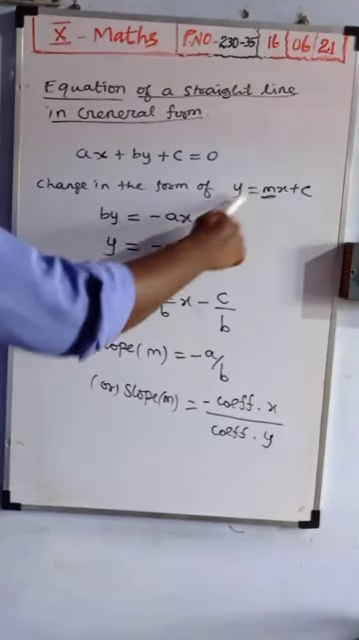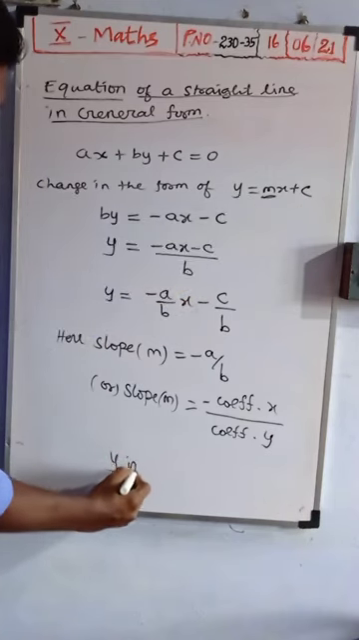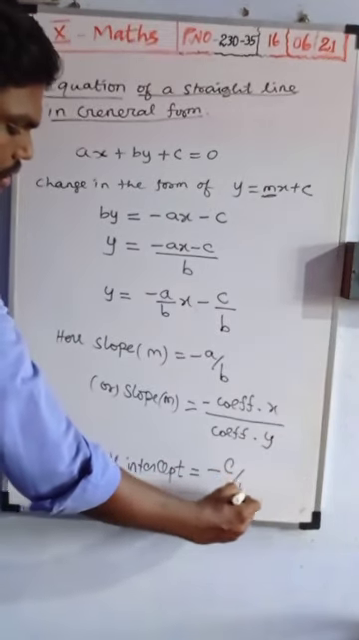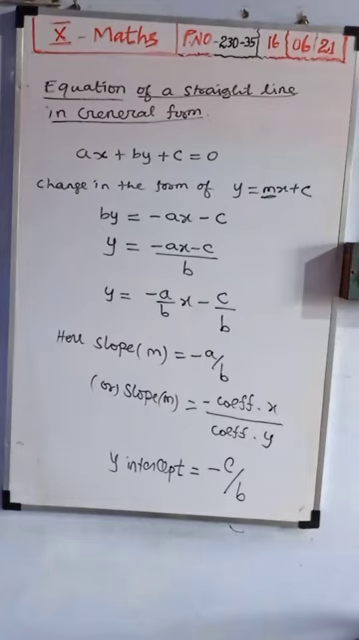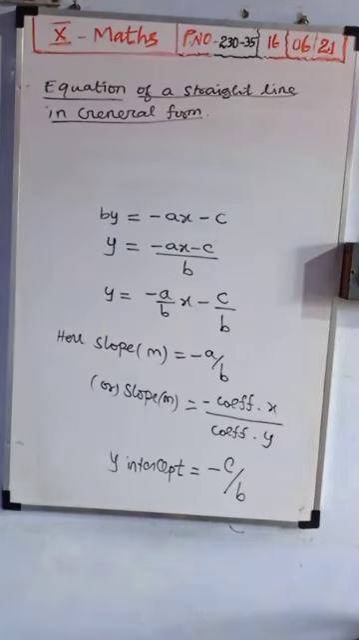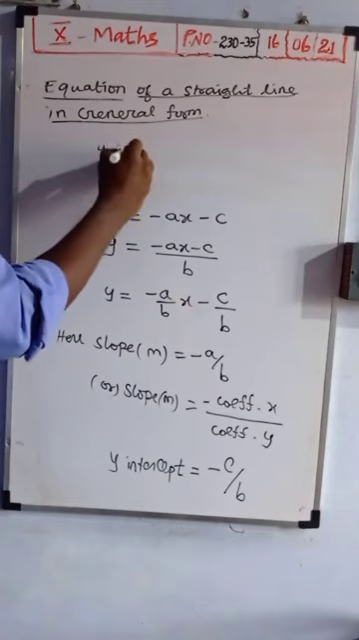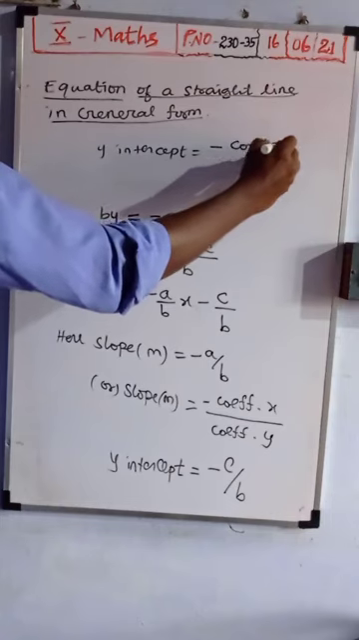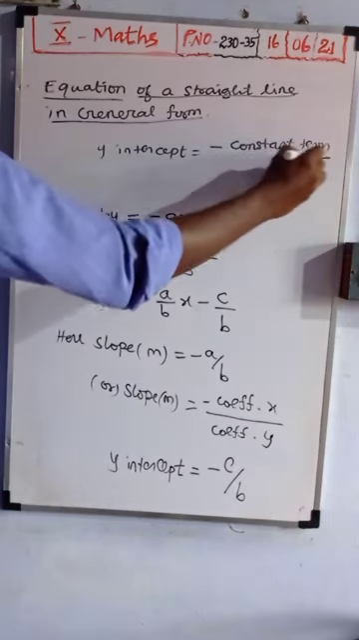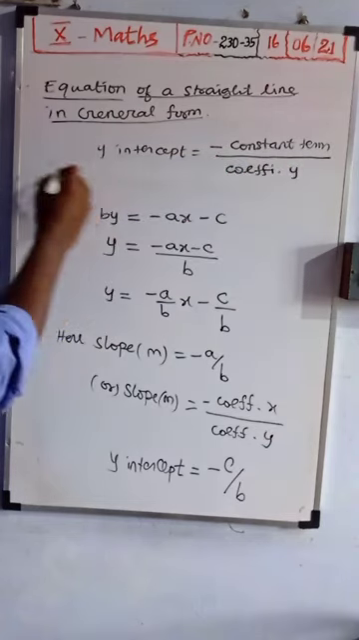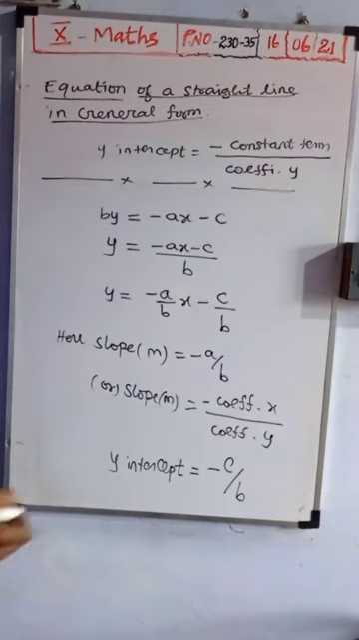Then c means the y intercept. What is the formula for the y intercept? Minus c by b. Here c is the constant term, so we can write y intercept is equal to minus constant term divided by coefficient of y. I have written coefficient of y in short. So these are two formulas.